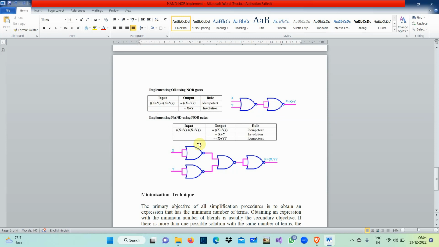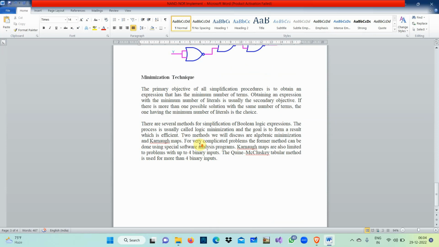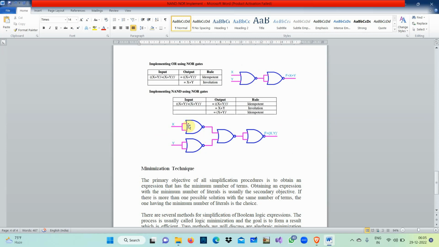Similarly, I am going to implement the NAND gate using the NOR gate. Right. So now you see, I want to implement the NAND gate using the NOR gate. So what are the NOR gates? I am giving (x + y)' and (x + y)' and the whole transpose.